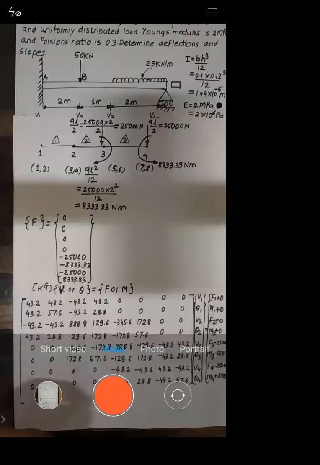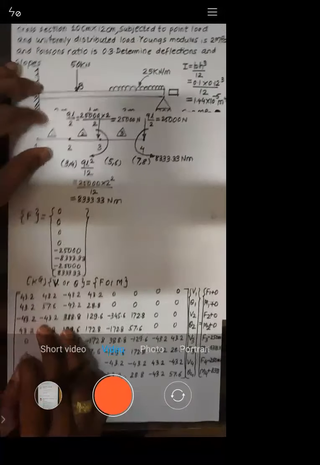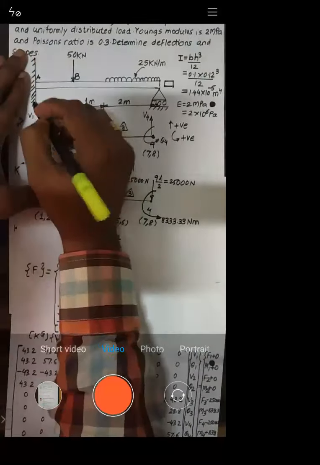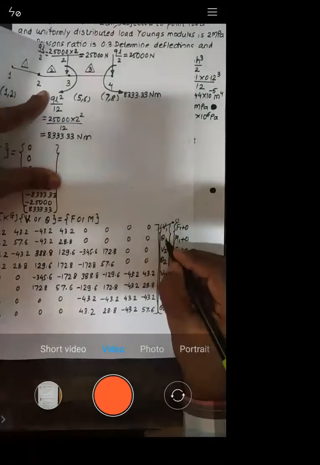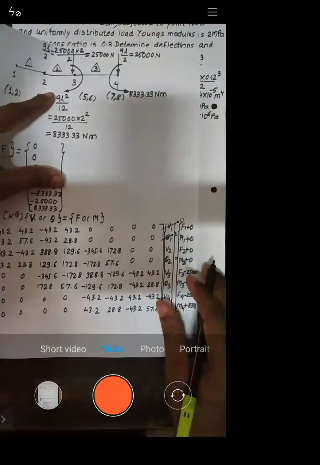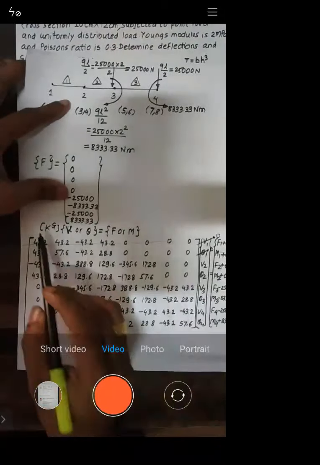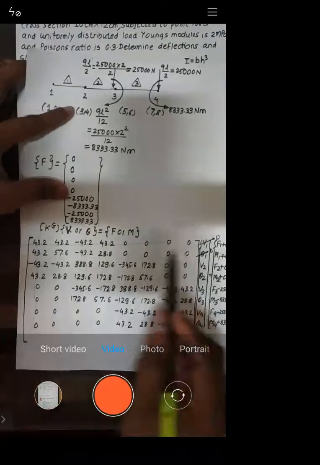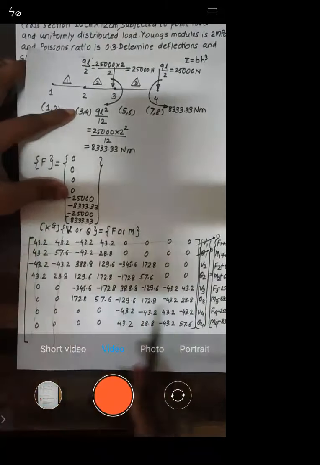Sir, F2 is minus 50 kilonewton. Right. See, before solving, we need to impose boundary conditions. At node 1, it is fixed. That means node 1 cannot move. That means V1 is 0. Similarly, theta 1 is also 0, right? So when you make V1 0, what happens? First row, first column gets cancelled. When you make theta 1 0, second row, second column gets cancelled, right?